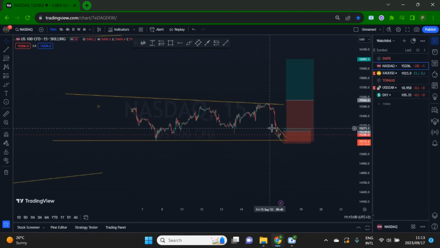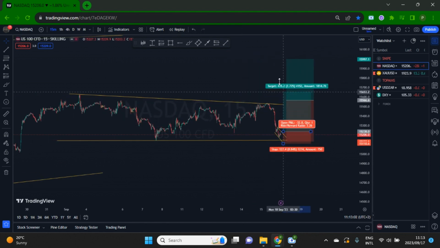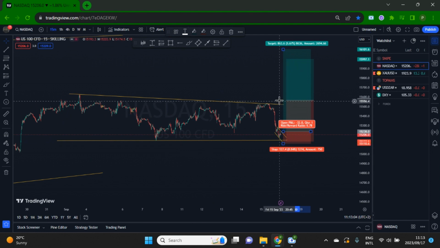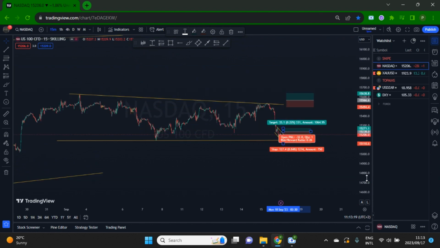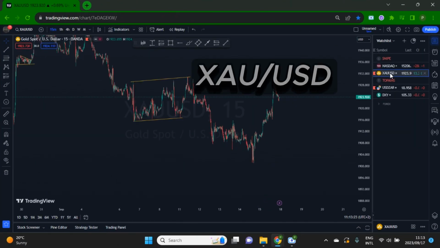So I am anticipating the price is going to move up, and I'm seeing these 2 entries. First one down here, second one down here, depending on how price action is going to play out, and if price is going to go all the way to the top. But overall, in the bigger time frame, I'm still anticipating that Nasdaq is going to move to the downside, right? Now let's move to gold.